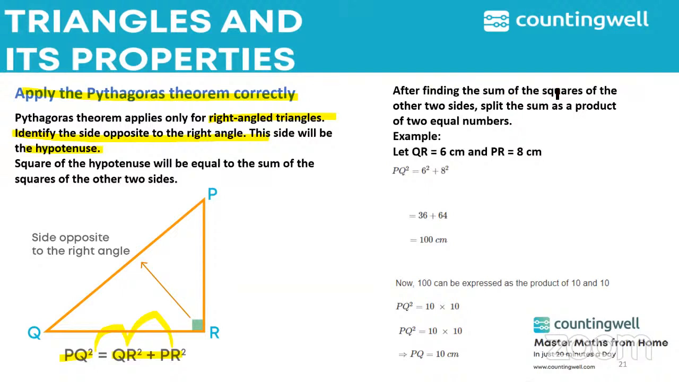Also, after finding the sum of the squares of the other two sides, split the sum as a product of equal numbers. For example, if QR equals 6 and PR equals 8 centimeters, we have 36 plus 64, which is 100. Now 100 can be written as a product of two equal numbers, 10 and 10. So PQ squared equals 10 into 10. So PQ equals 10 centimeters.